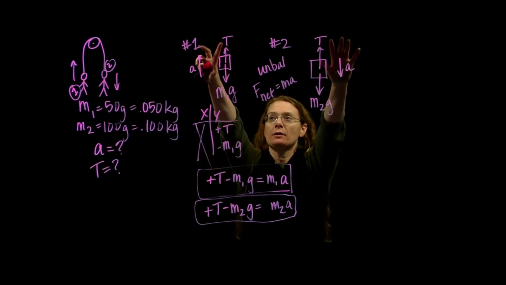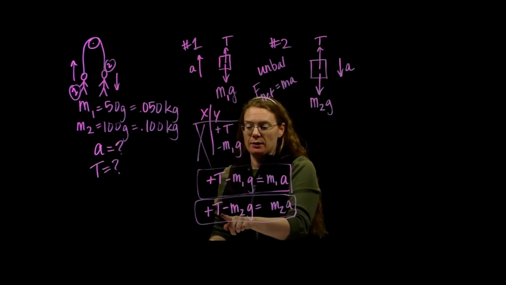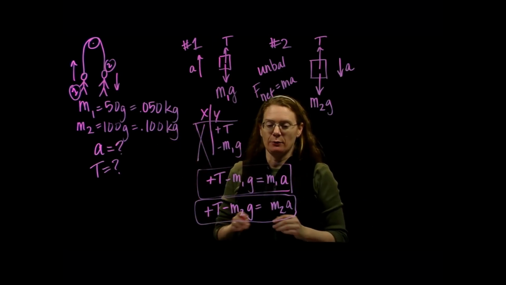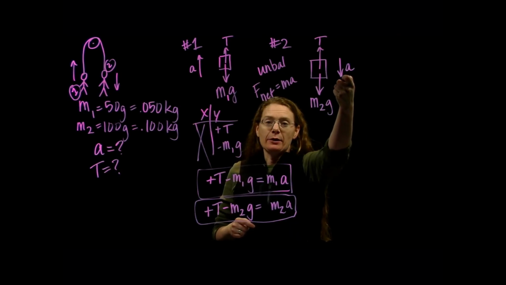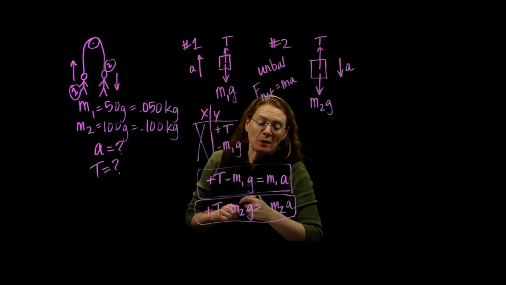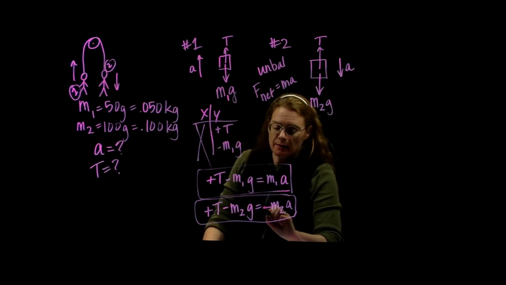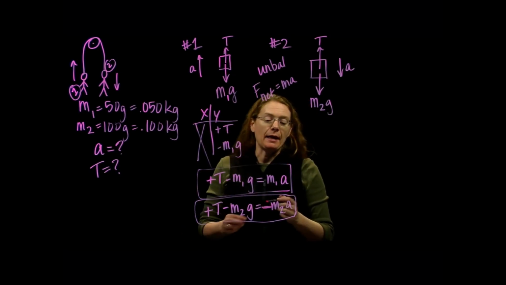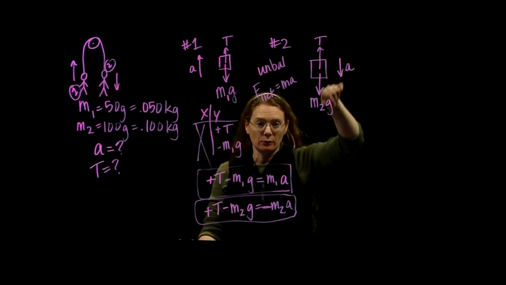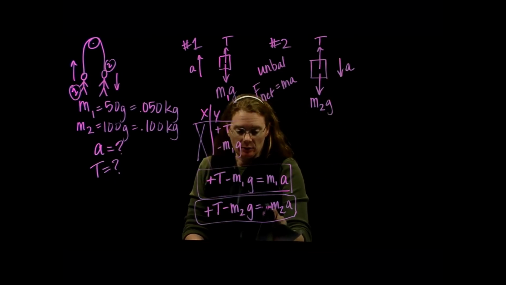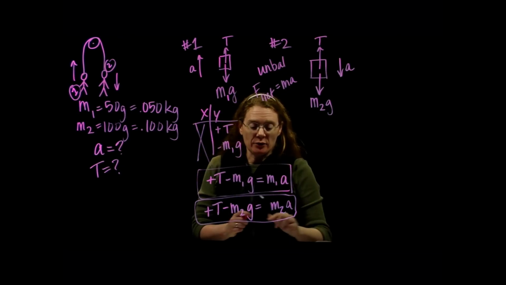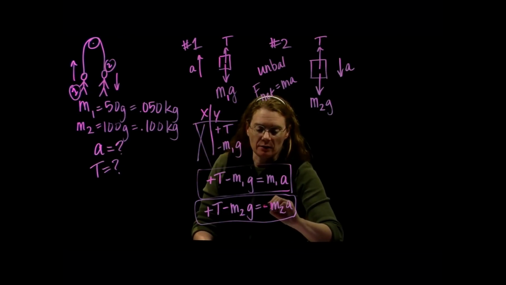Just like the tensions are the same. I don't have to have T1 and T2 because it's one string. It's the same tension all the way through. This acceleration, however, going down, we need to take that into account. So I'm going to say that this right here is a negative because that one has a negative acceleration. I'm going to make that look a lot nicer. So the two equations are almost identical, but not quite.